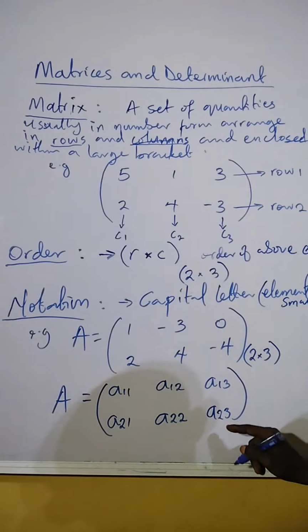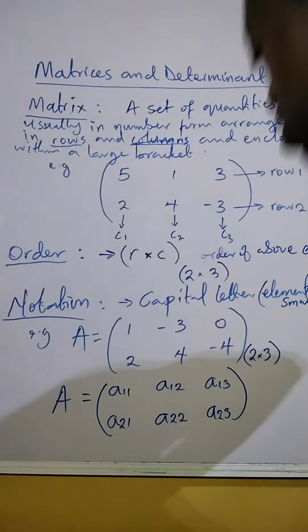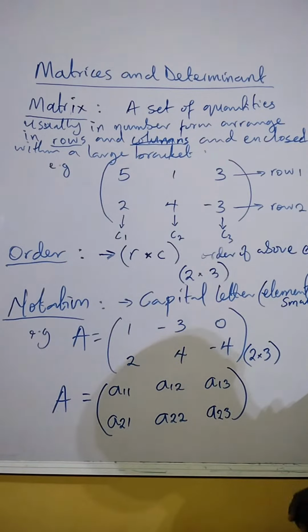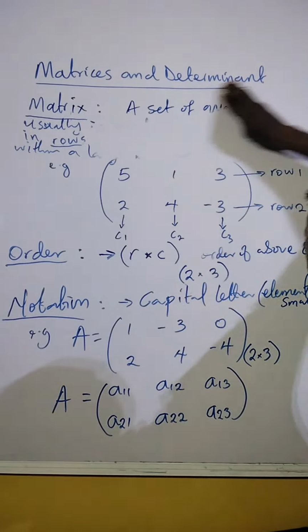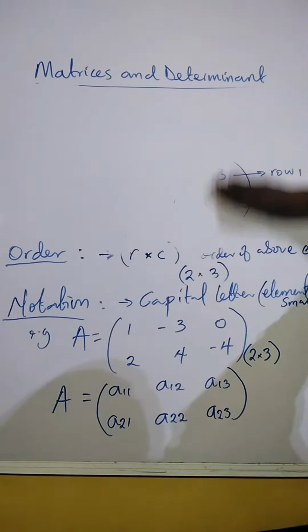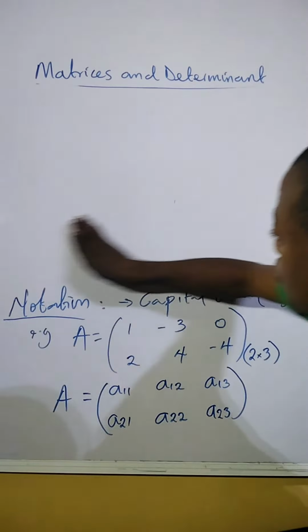So this one means element in row 2, column 3. So that is it. We use small letters to denote the elements of the sets, and we use capital letters to denote the matrix itself. Okay. Now let's look at this particular exercise to illustrate the order and the elements that we have seen.